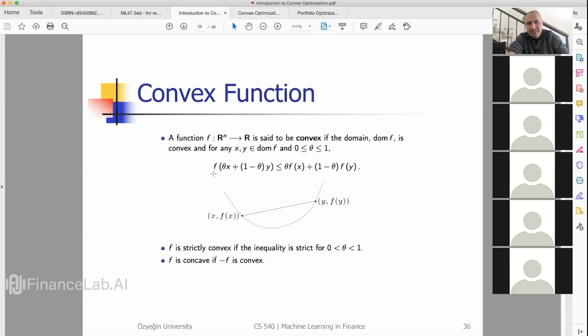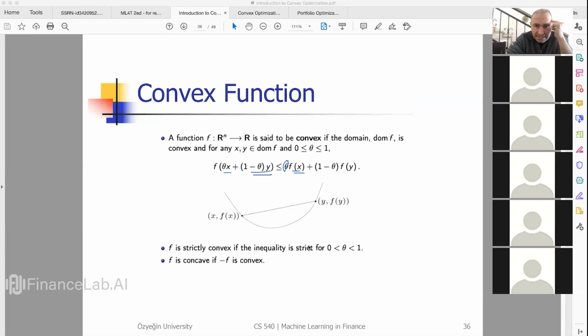In this case, for any combination with theta between 0 and 1, of theta x plus 1 minus theta y, the value of the function at this point should be smaller or equal to its independent combination, theta f(x) plus 1 minus theta f(y). So applying f(x) first, then multiplying by theta and 1 minus theta, gives a higher value than first combining with theta and then taking its value in the f function.